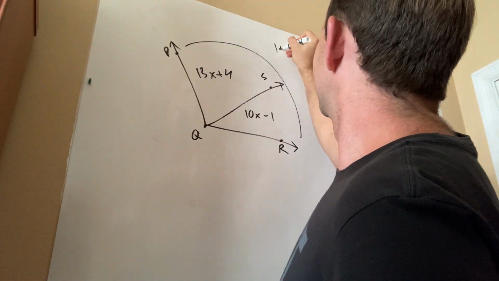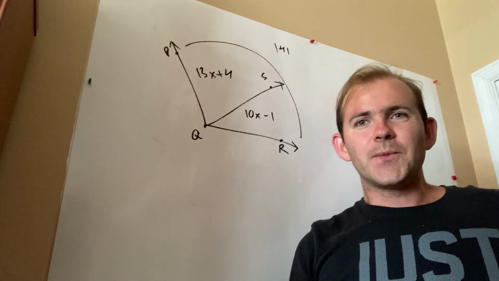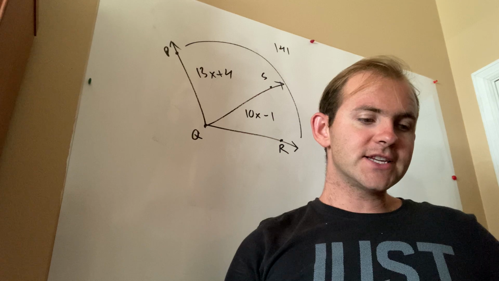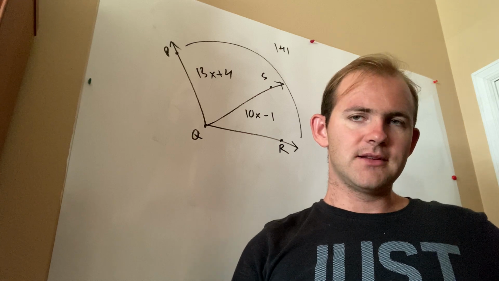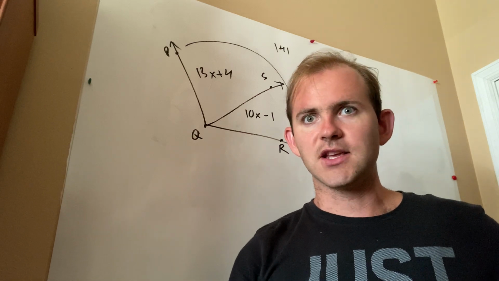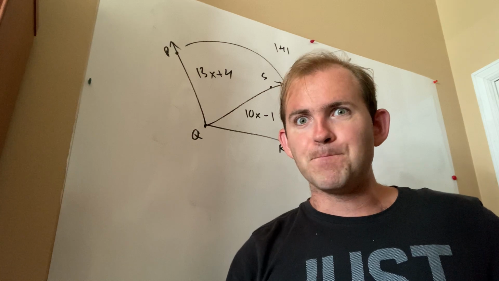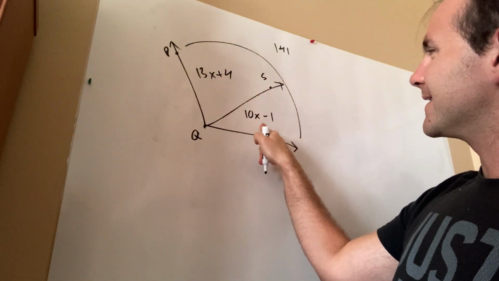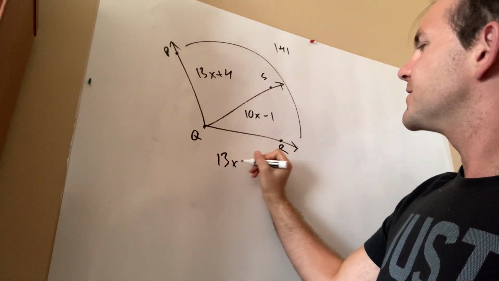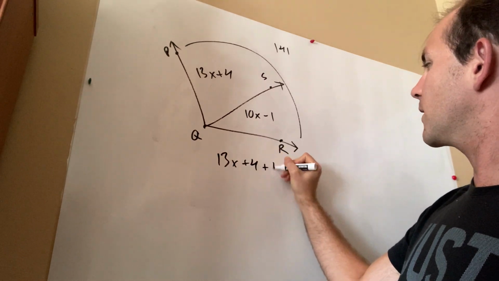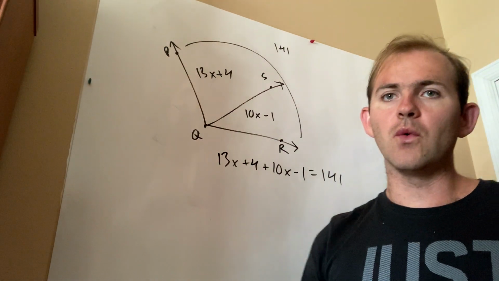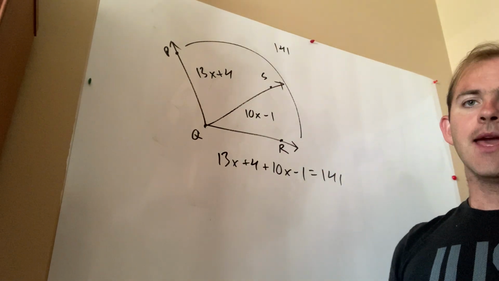Got it. Okay, so very, very simply, right? What does angle addition say? Angle addition says that small plus small equals big, right? Okay, so I've got two smalls right here, and so what I'm going to do is write an equation. 13x plus 4 plus 10x minus 1 equals 141.